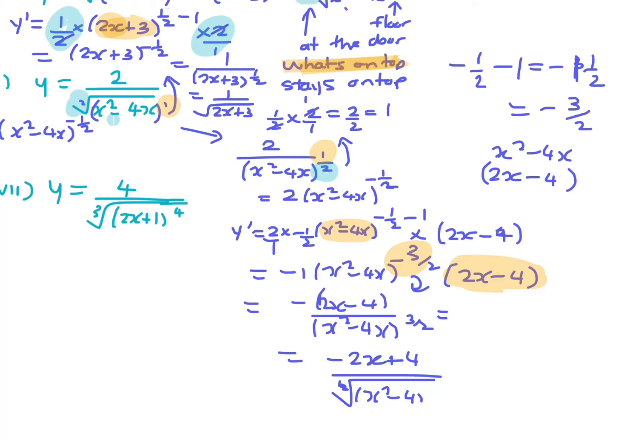X squared minus 4x, because the floor is at the door, and the 3 is on top, that's why what's on top stays on top. So there the 3 ends up here, and the 2 will end up in the front here, but you don't actually need to write it with the square root, so you can rub it out.